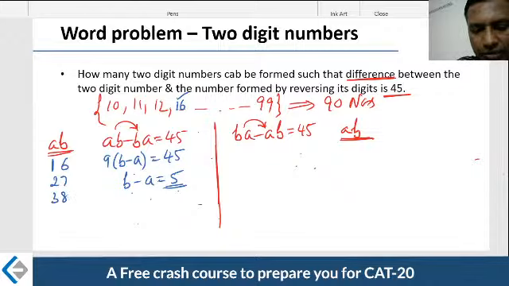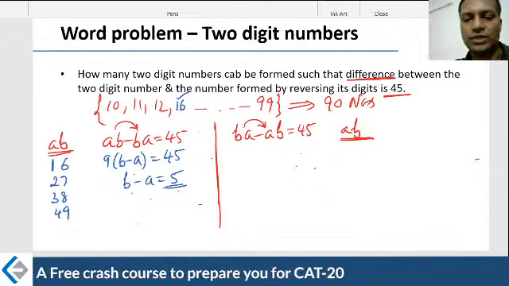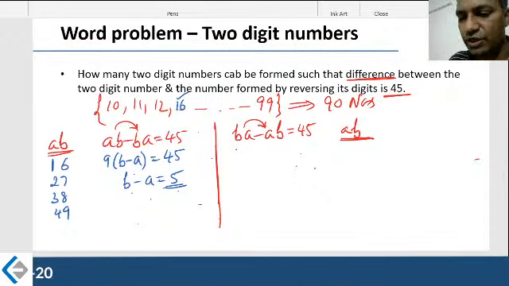You can shortlist a number 38. You can shortlist a number 49. You could shortlist 4 numbers out here. Come to the other side, friends. Let's come to the other side. What is that you are trying to write here?